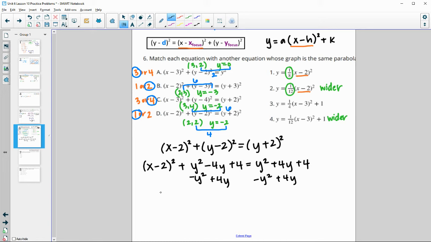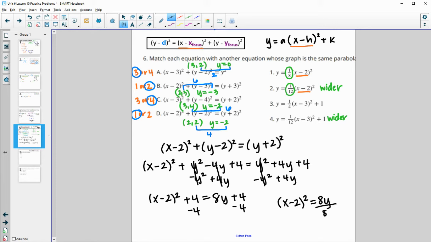And we want to leave the number there. So we have x minus 2 squared, 0, 0, and then we have that plus 4. Y squared minus y squared is 0, 4y plus 4y is 8y, and then we have that plus 4. So we want y by itself, so we'll subtract 4 from both sides. So we get x minus 2 squared equals 8y.